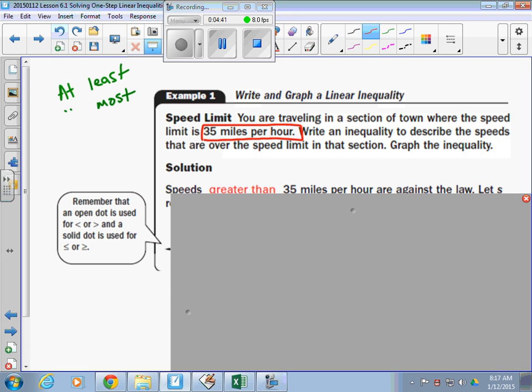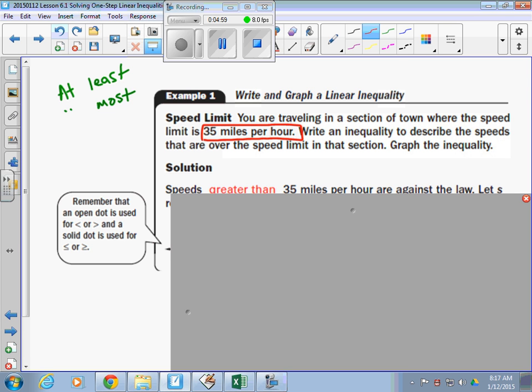Yes. Is it okay to do 36 miles per hour? No. Again, don't think too hard into it, into real life. Cops are not going to pull me over if I'm doing 36. That's not what we're talking about. It is not okay to do 35.1 miles per hour, according to this. So that's all you're trying to do, is model this.